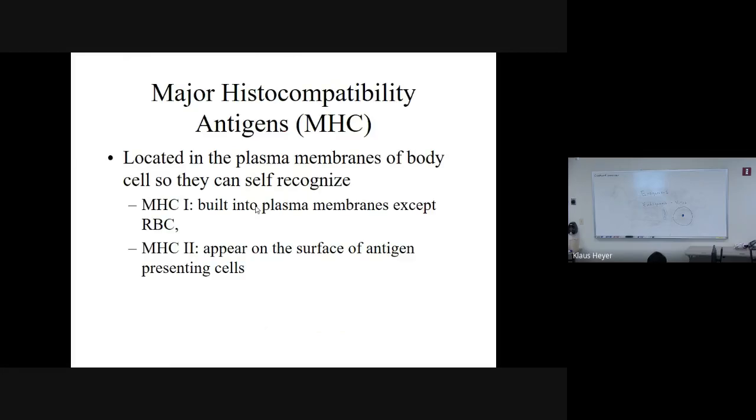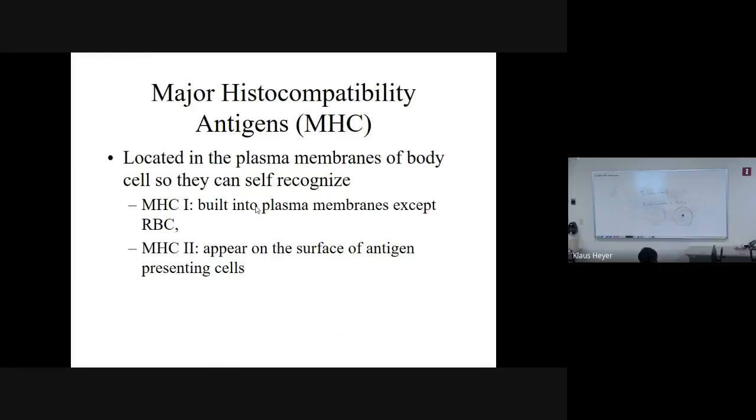So we have these things called MHC molecules, major histocompatibility antigens. On cells like our blood cells, there's type A and type B or type O. We kind of learned about that. But the rest of our cells have very specific antigens, not type A or type B. They're specific just to you.